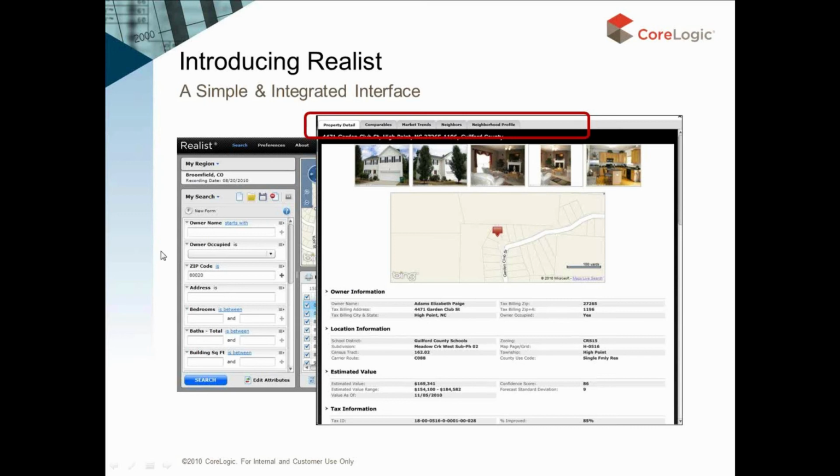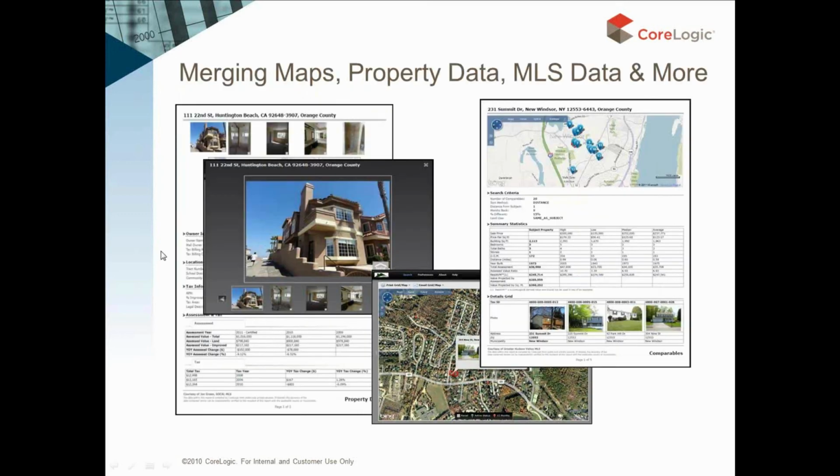So we're taking maps from Bing Maps, same maps we used in Realist Classic. We're taking property data from recorded documents from the assessor's office. We're taking your MLS data, and we're also taking third-party data about schools and businesses and neighborhoods. And we're putting it all together in one nice package called Realist, so you can put together some nice reports and really do all the searching you need to just in one place.